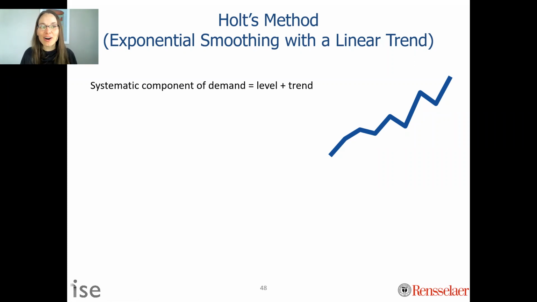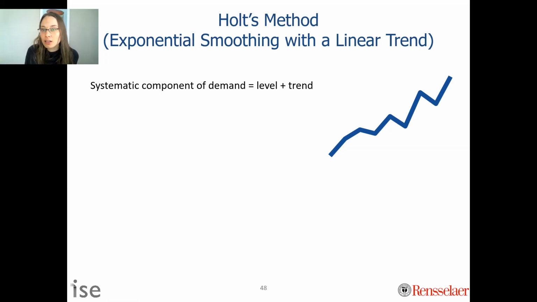As a reminder, all data points have a level because you can take an average. As long as there's at least one data point, you'll always have a level. But as you can see in this simple example of the blue line, this one looks like it has also an upward trend. So there's a level and a trend. And so if your data in the past has these two systematic components, Holt's method, or again, exponential smoothing with a trend, would be an appropriate forecasting method.